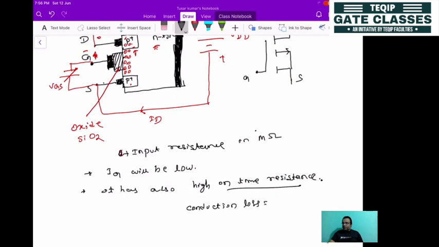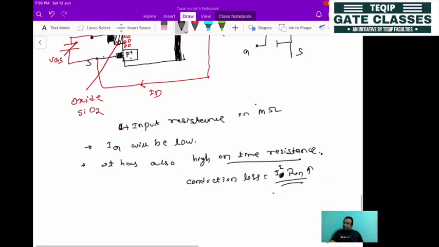Conduction loss means the loss that occurs whenever the device is conducting. During that period, the losses occurring are nothing but conduction loss. So conduction loss depends upon this on-time resistance. As on-time resistance is high, obviously the conduction loss will be high, since if the current flowing through it is I, then I squared into R will be high. So conduction loss will also be very high.